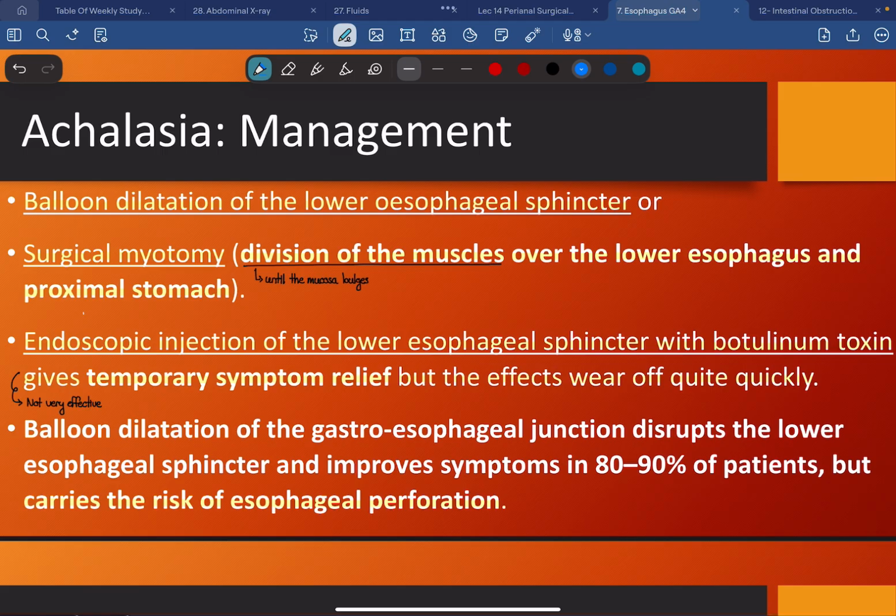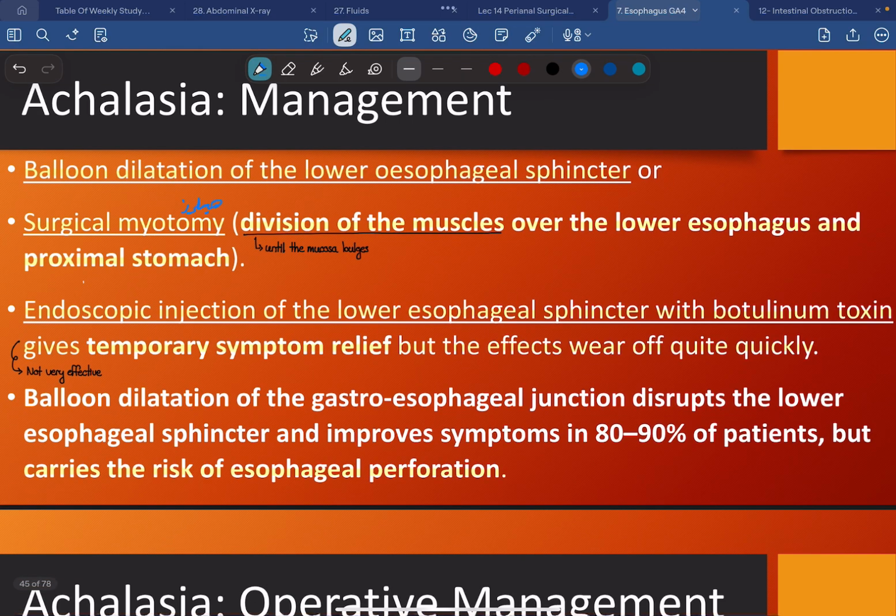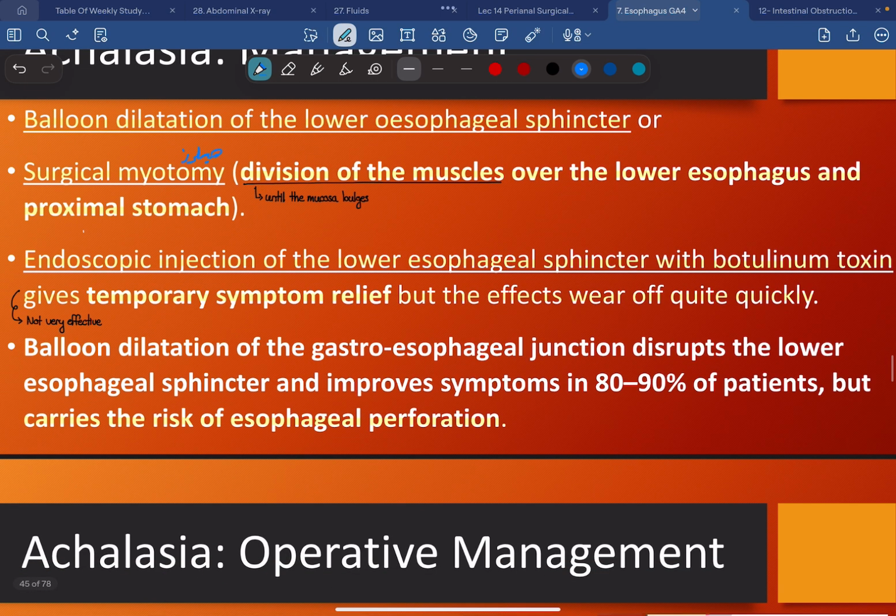This operation is done by division of the muscular layer around the lower esophagus and the upper proximal stomach. It's like the Ramstedt operation for pyloric stenosis. You know the Ramstedt operation? Some infants have this pyloric stenosis due to hypertrophy of the pyloric muscle. We treat it by cutting this circular muscle to relieve the obstruction and bulging of the mucosa.